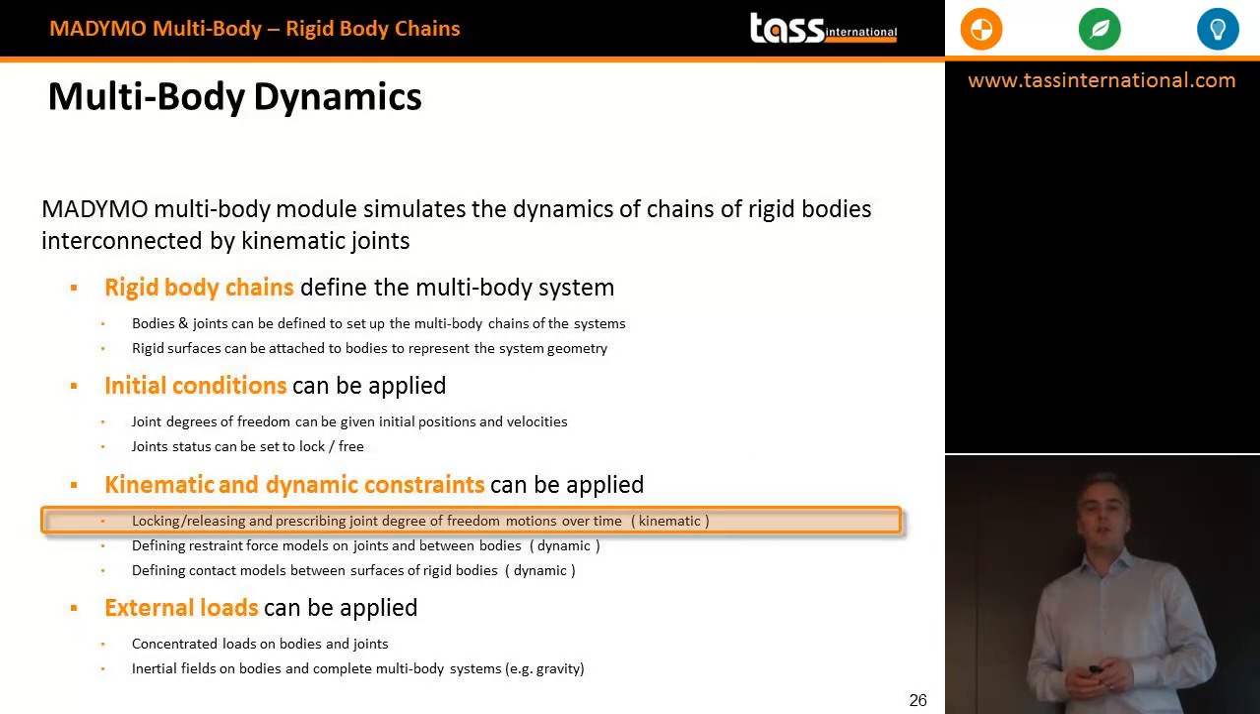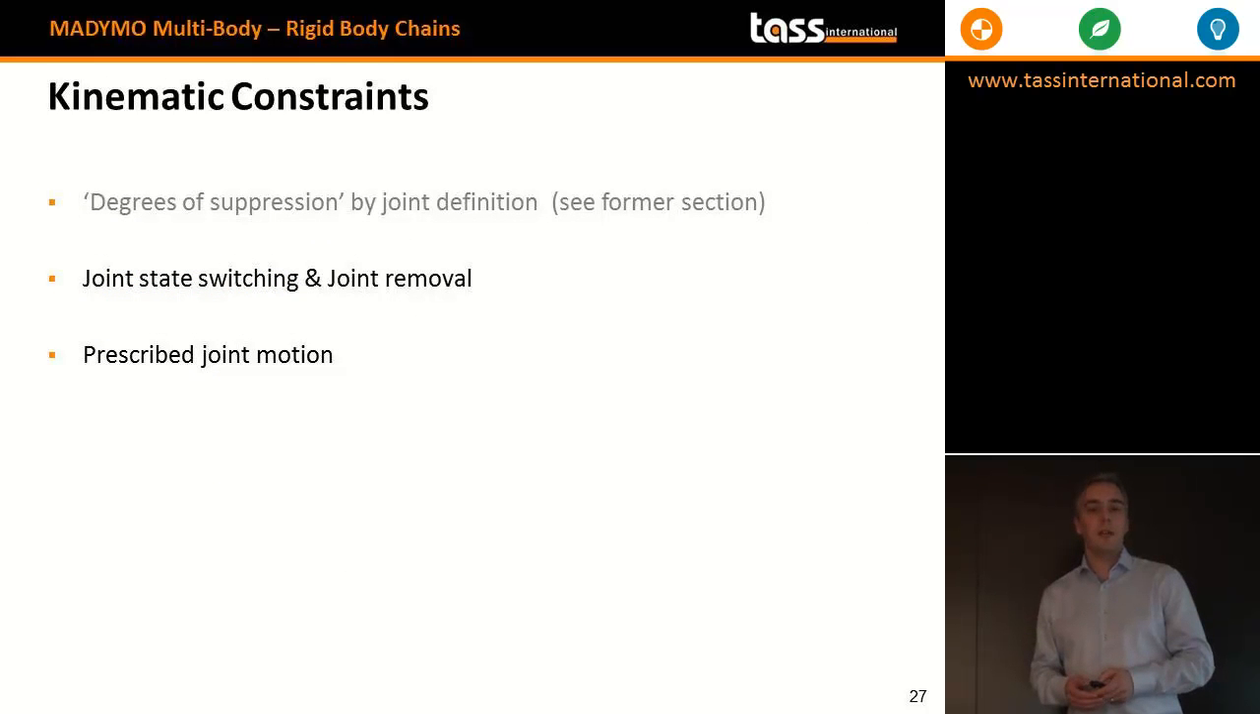Finally, something on the kinematic constraints that can be applied. Kinematic constraints on a multi-body system, well, they are basically already applied with the definition through the degrees of suppression. So if, for instance, you have a revolute joint, it means that there is 5 degrees of suppression between the two bodies that the joint connects. There's no translational motion, and the two rotational degrees of suppression also prevent the bodies from rotating relatively in that axis. So those by themselves are already kinematic constraints to your system, if you like.